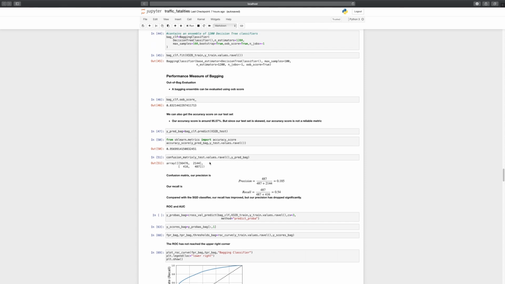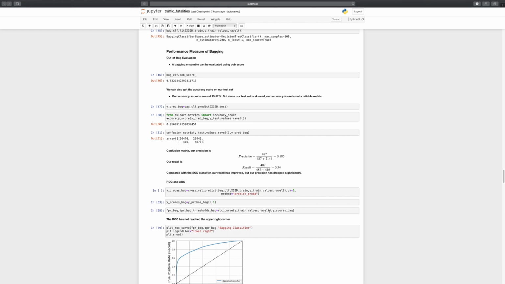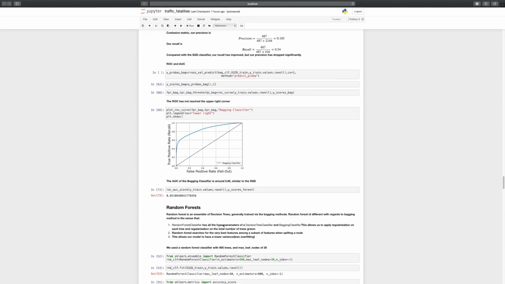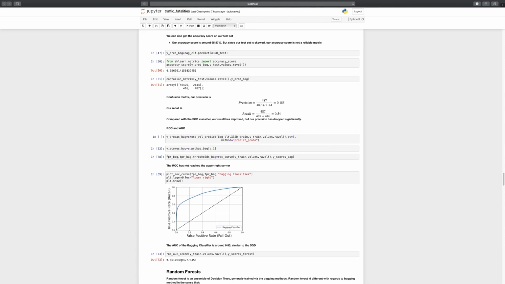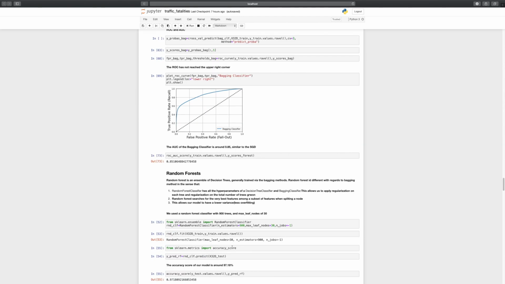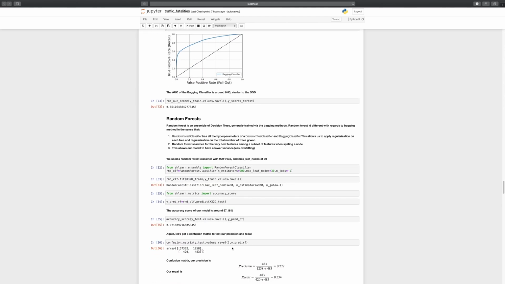From our confusion matrix, we see that our precision is around 0.185, which is worse compared with our stochastic gradient descent. But our recall is approximately 0.54, which is approximately the same. So the performance of the bagging is approximately similar to what we have with the stochastic gradient descent. The area under the curve is also 0.85, which is similar to the stochastic gradient descent.